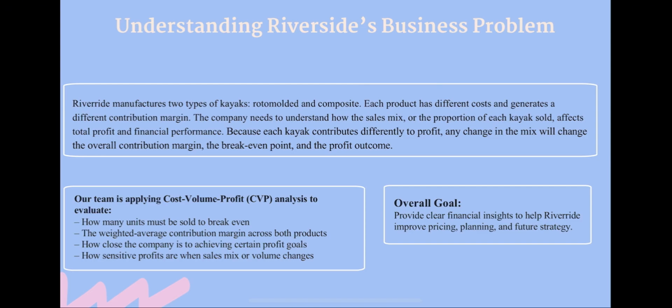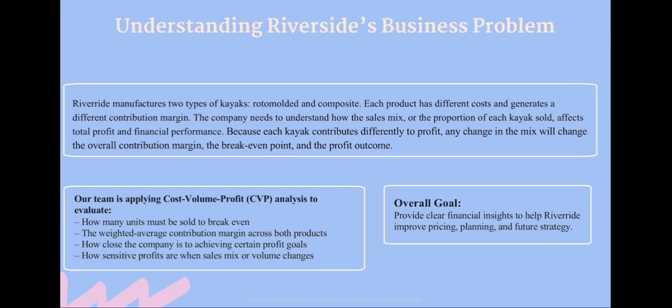Understanding Riverride's business problem. This slide explains the main issue Riverride is trying to solve. The company sells two kayaks, rotomolded and composite, and each one has different prices, costs, and contribution margins. Because these products perform differently, Riverride's overall profit depends heavily on the sales mix, which is currently 80% rotomolded and 20% composite. Riverride wants to understand how this mix affects their break-even point, their weighted average contribution margin, and how many units they need to sell to reach their profit goals.